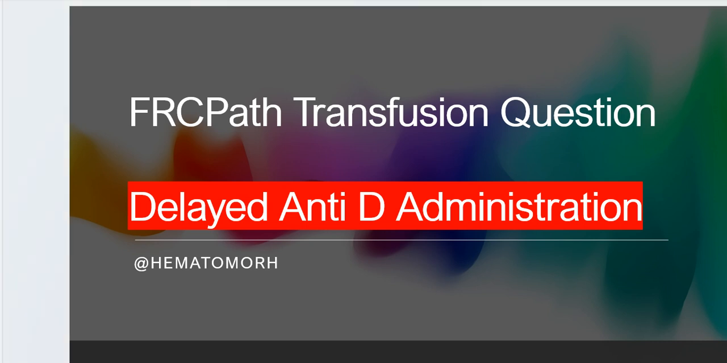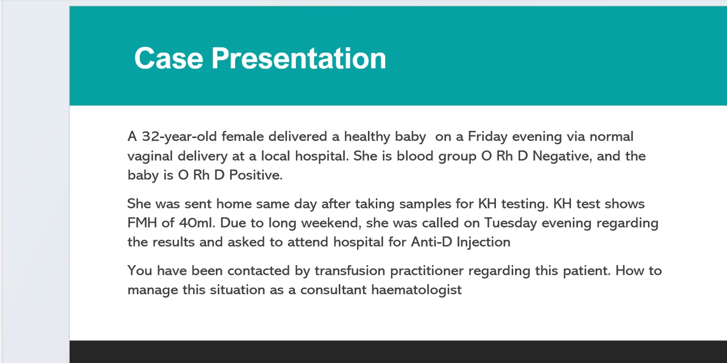So we have a case. According to this case, a 32-year-old female delivered a healthy baby on a Friday evening via normal vaginal delivery at a local hospital. She is blood group O RhD negative and the baby is O RhD positive. She was sent home the same day after taking samples for Kleihauer testing.